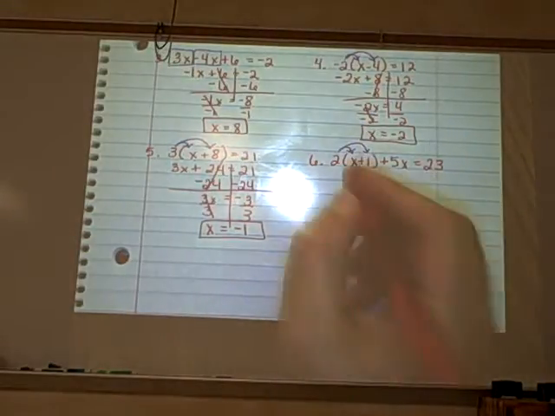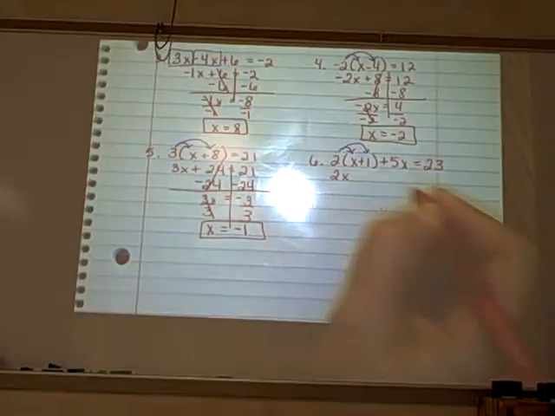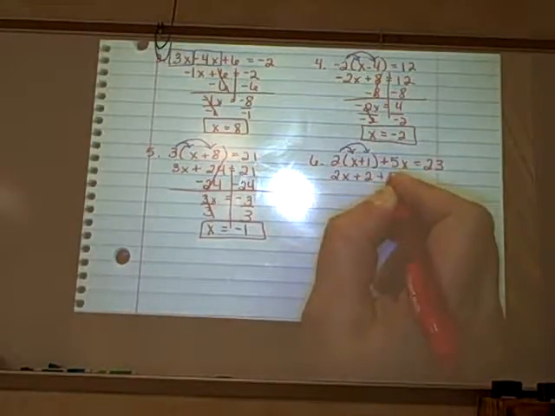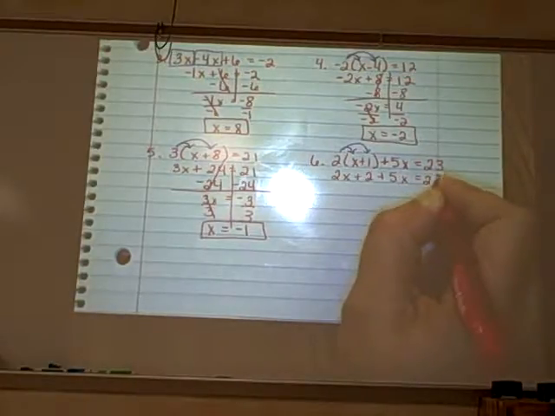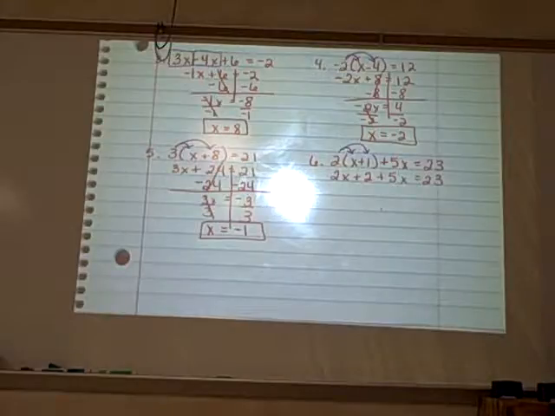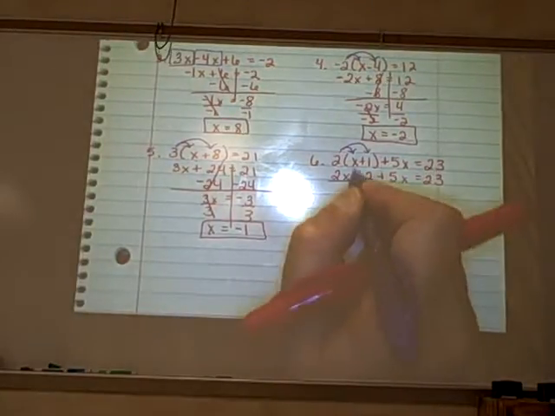Okay? So 2 times x is 2x. 2 times 1 is 2. And I'm just going to bring that 5x down. So I've distributed. What's the second step on my box say? Combine like terms. Do I need to take care of that? Yeah. On this one? Yep. Combine like terms.